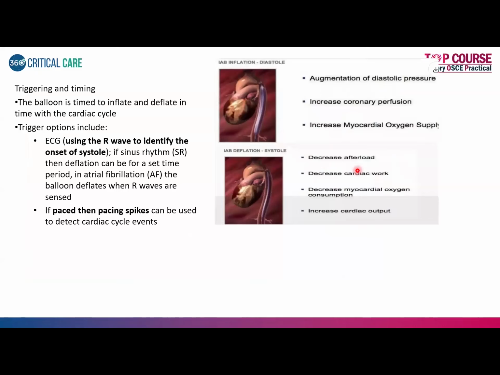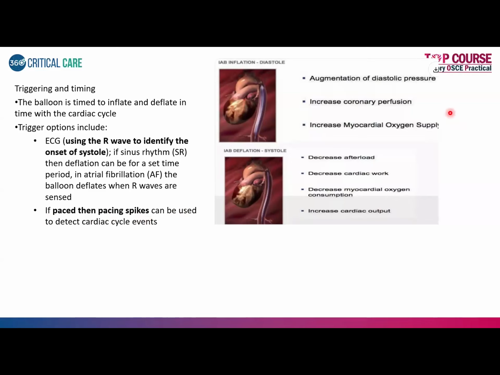The balloon is timed to inflate and deflate with respect to the cardiac cycle. And the trigger options, one is the ECG, using the R wave to identify the onset of systole. If it is a sinus rhythm, then deflation can be for a set time period. In case of AF, the deflation occurs depending on when the R waves are sensed. And if the rhythm is paced, then pacing spikes can be used to detect the cardiac cycle event.